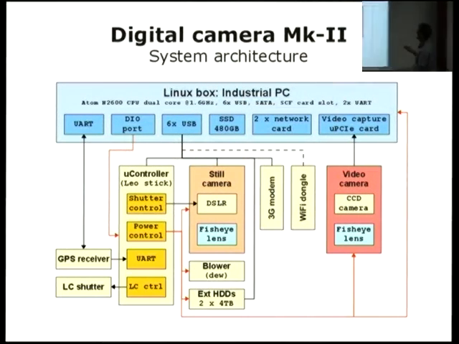This is the schematic of the Mark II camera. Possibly I will skip it. The most important change is that there is a video camera as well with a fisheye lens, and that allows us to record video as well. We compress this video, and at the moment we are just saving it, but we would like to run some event detection on it as well.